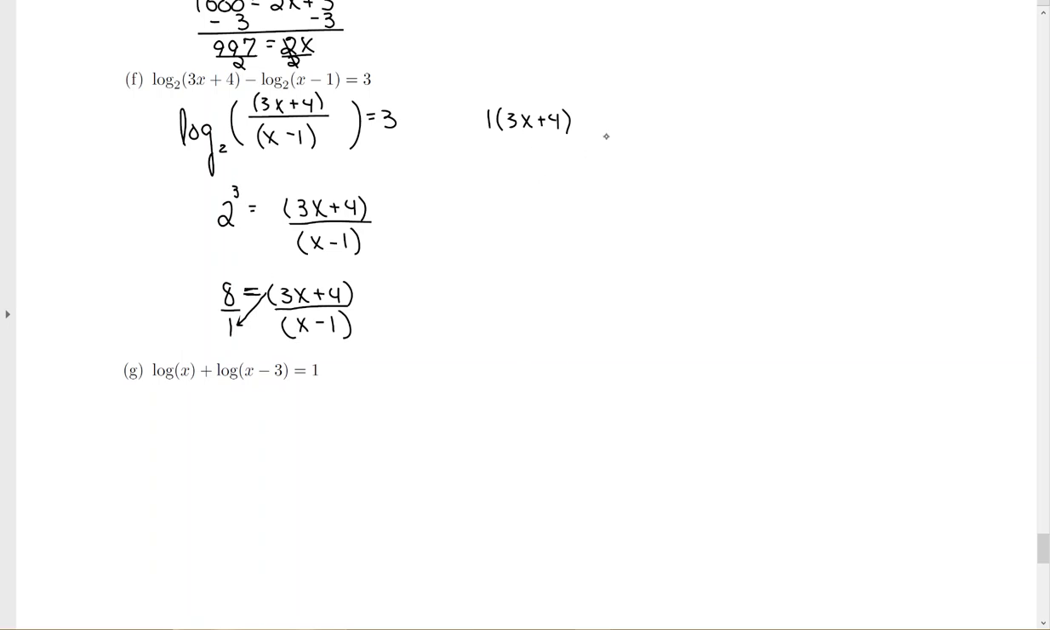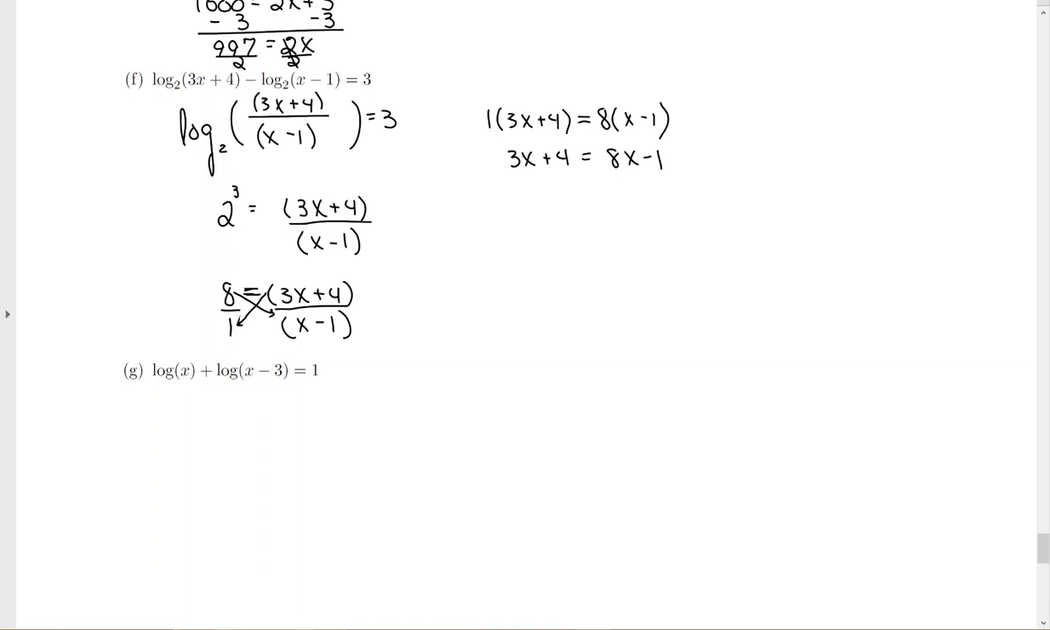equals, and then cross the other way, 8 times x minus 1. And then go ahead and distribute. So we have 8x minus 1.